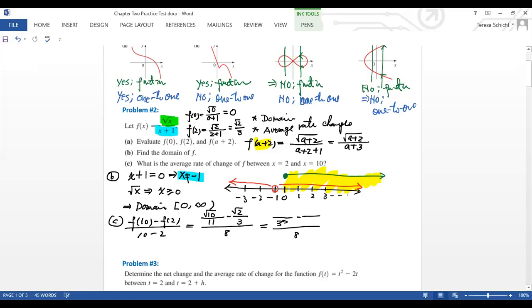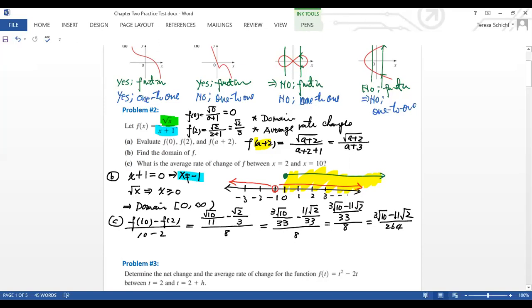So the common denominator is 33. Here this is 3 times the square root of 10, and this is 11 times the square root of 2. Now you combine them, so this is 3 square root of 10 minus 11 square root of 2, over 33, all over 8. Then you flip. So the final answer is 3 square root of 10 minus 11 square root of 2, over 264.